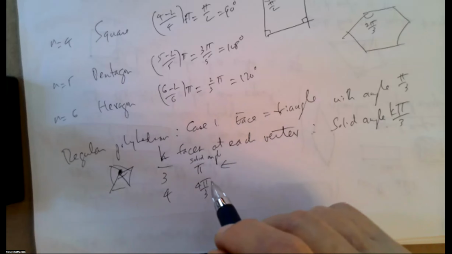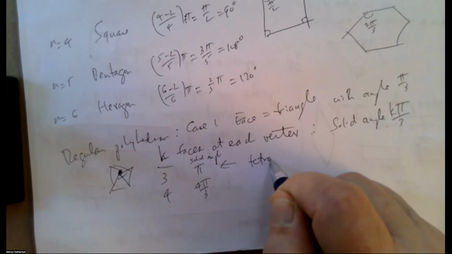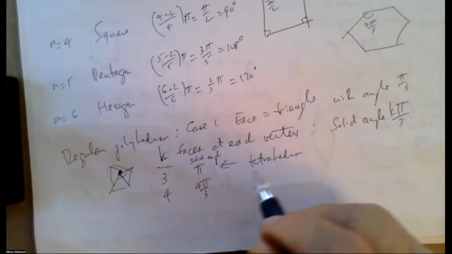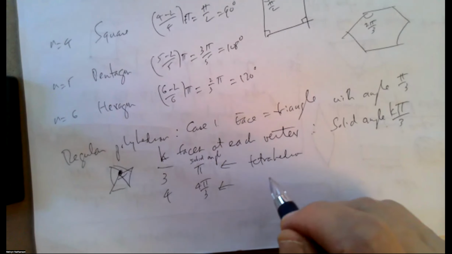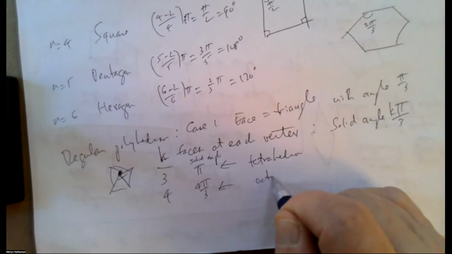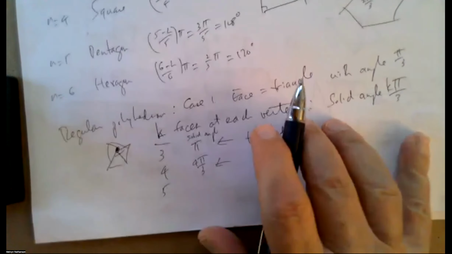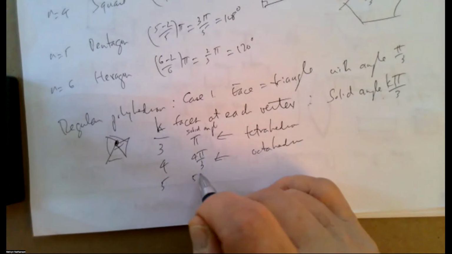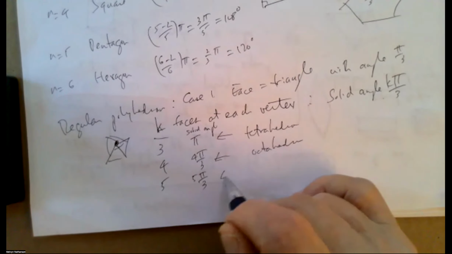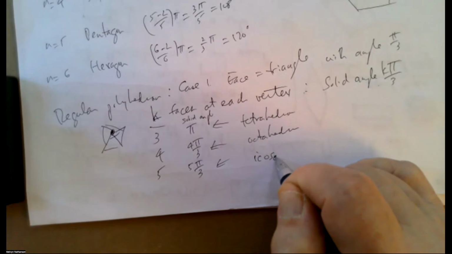The regular polyhedron with 3 triangles at each vertex is the tetrahedron. The regular polyhedron with 4 triangles at each vertex is the octahedron. What about 5? If you had 5 triangles at each vertex, the solid angle would be 5 pi over 3. And there is such a figure, it's the icosahedron.